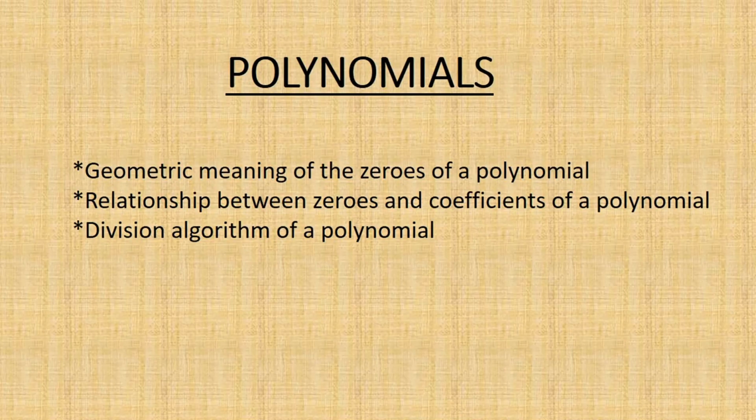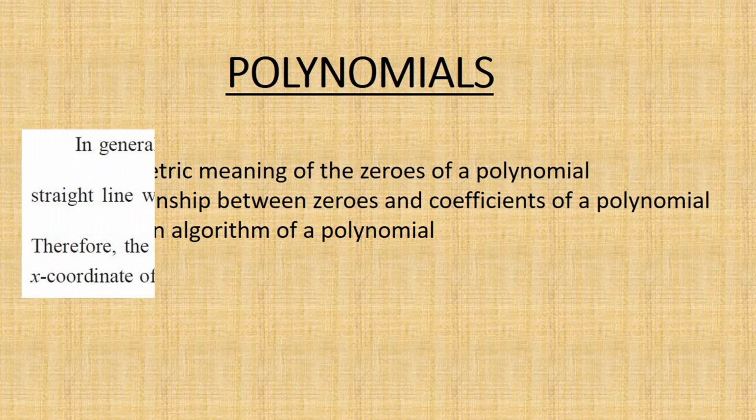So the polynomials chapter we can divide into 3 parts. First, geometric meaning of zeros of a polynomial; second, the relationship between zeros and the coefficients of a polynomial; third, the division algorithm of a polynomial. We started the first part, the geometric meaning of zeros of a polynomial. We only discussed the linear polynomial and the zero degree polynomial. Next lesson we will discuss the second degree polynomial, that's the quadratic polynomial, and the cubic polynomial.